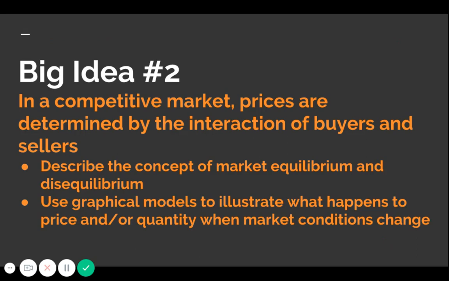Our second big idea for this module is that in a competitive market, prices are determined by the interaction of buyers and sellers. The learning objectives of this module are to describe the concept of market equilibrium and market disequilibrium, and use graphical models to illustrate what happens to price and/or quantity when the market conditions change.